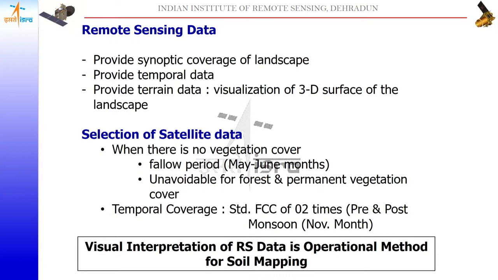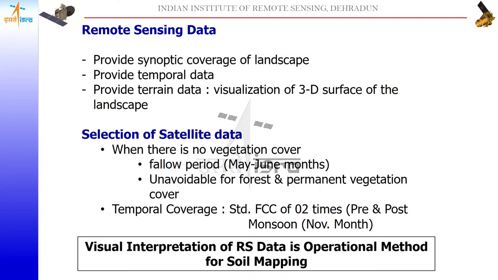The second question is when we should acquire the satellite data. As you know, we are going to prepare the soil map, so we would like to take the satellite data when there is no vegetation cover. So we prefer the fallow period, and in northern India the crop gets harvested at the end of April or in May. So May and June is the time. But we cannot avoid it where there is forest or permanent vegetation cover. We have to take the satellite data of that area in that land use land cover.